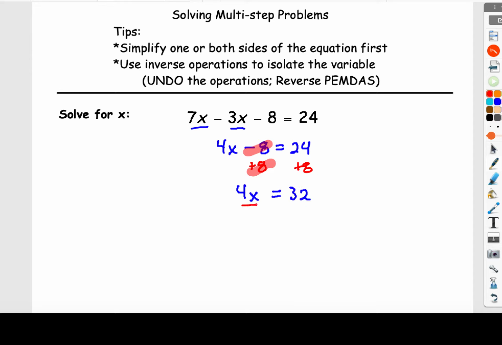Then, if I'm multiplying by 4, I can divide away that 4. Make sure you do the same thing on both sides. And we end up with x, because those 4's will cancel, equals 32 over 4, which is 8. Again, we can take that 8, plug it back into the original equation if we want to, and check our answer. But I'm pretty sure x equals 8 is going to be a good answer, because 8 times 7 is 56, minus 24 would have been 32, minus another 8 would be 24.